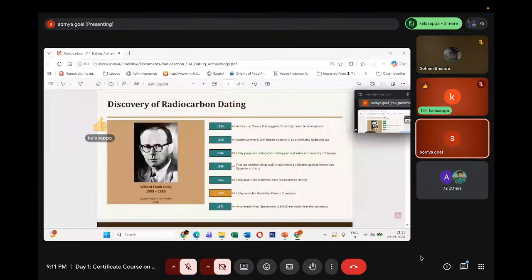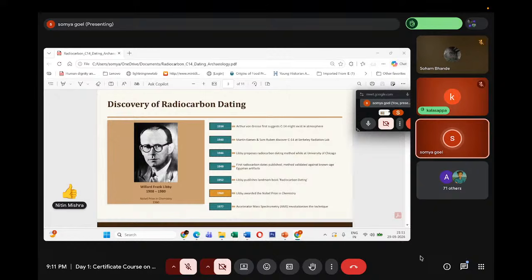Okay, thank you. So now coming to radiocarbon dating, which is the topic of this lecture today. This method was developed by W.F. Libby. I guess you must have heard of this name before. He was not an archaeologist; he was a chemist. He worked at the University of Chicago, and he was working on natural radioactivity in the environment.